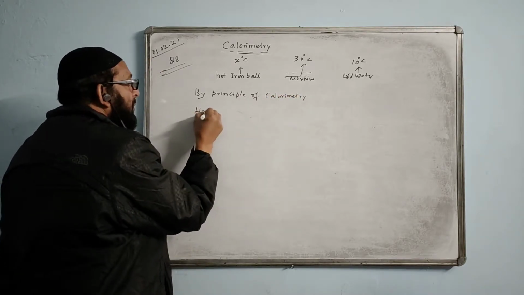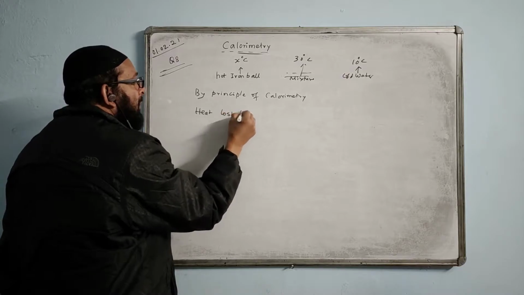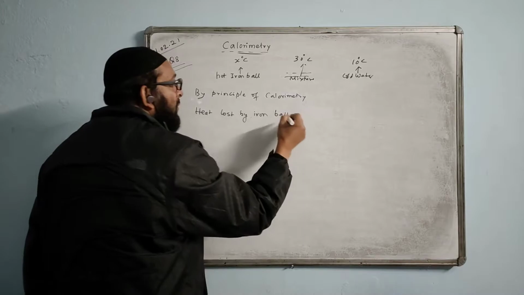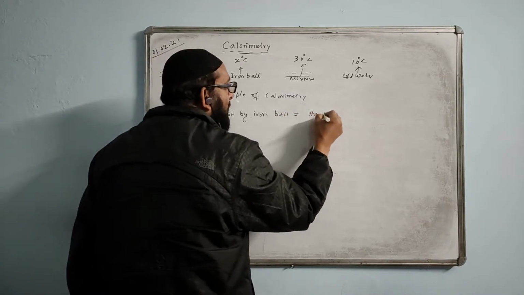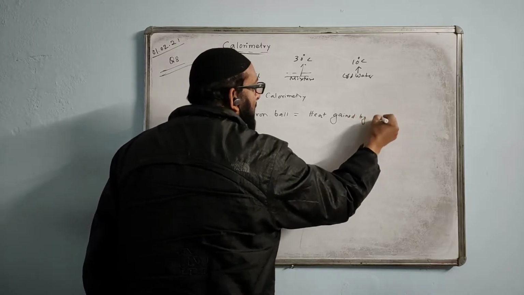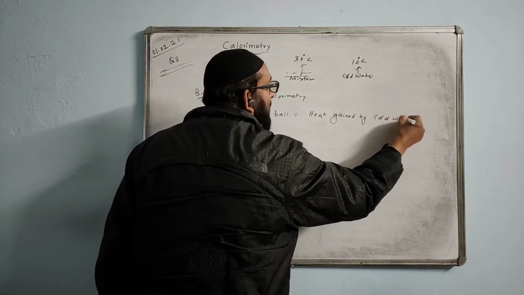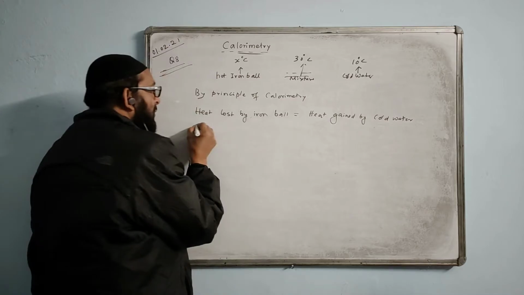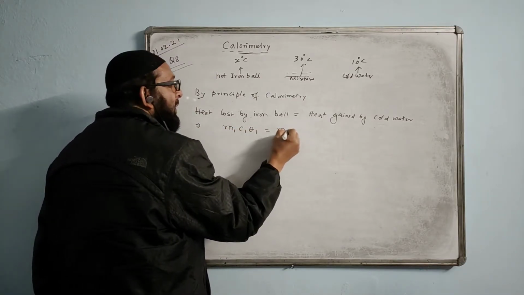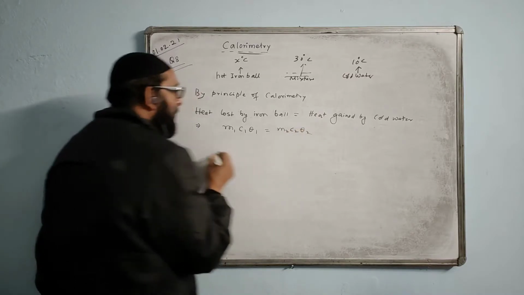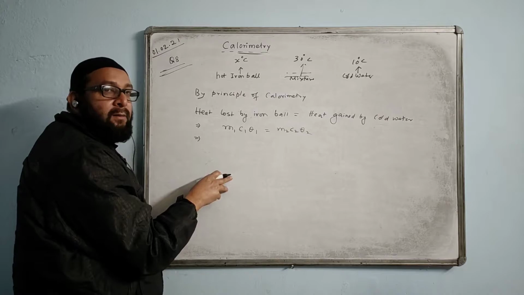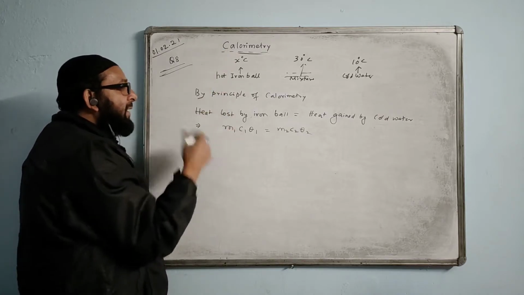Heat lost by the iron ball is equal to heat gained by cold water. Heat lost by the iron ball, formula m1 c1 theta 1. This side, m2 c2 theta 2. I will put the values. The unknown will be x, we will find the value there.